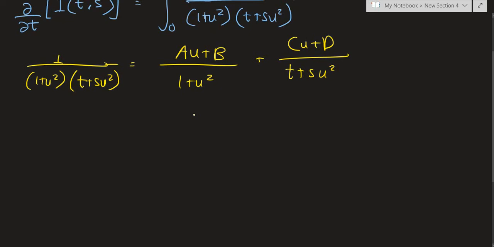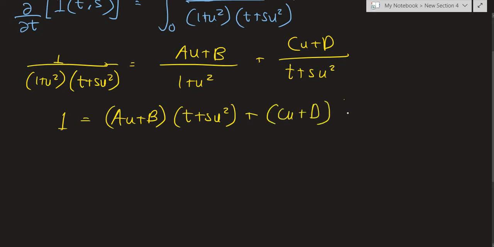Now we can cross multiply on the right hand side and cancel out the denominators on both sides. So we have 1 is equal to (au plus b) times (t plus su squared) plus (cu plus d) times (1 plus u squared).